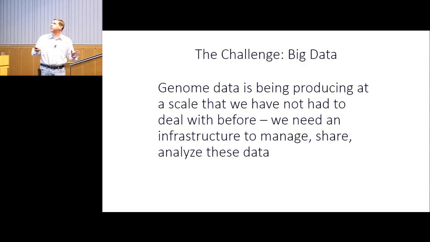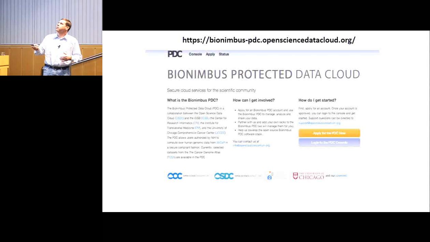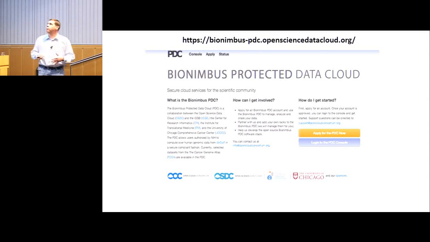We have set up a cloud computing infrastructure at the University of Chicago, an open science data cloud with Bob Grossman, where there's over a petabyte of cancer data from the Cancer Genome Atlas and other sources. And so we need to be able to analyze that. We have one solution. It's going to be one of probably a network of solutions, we hope.